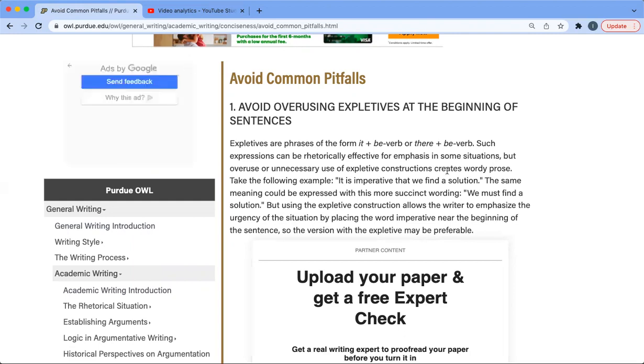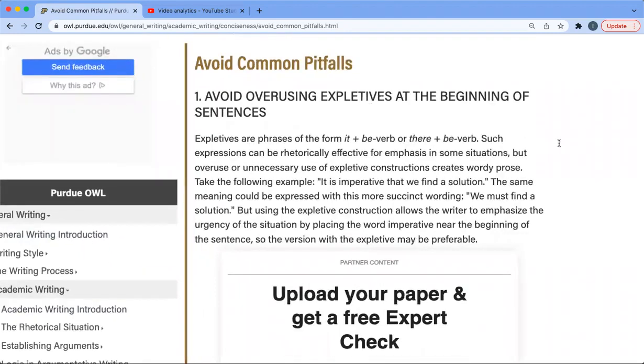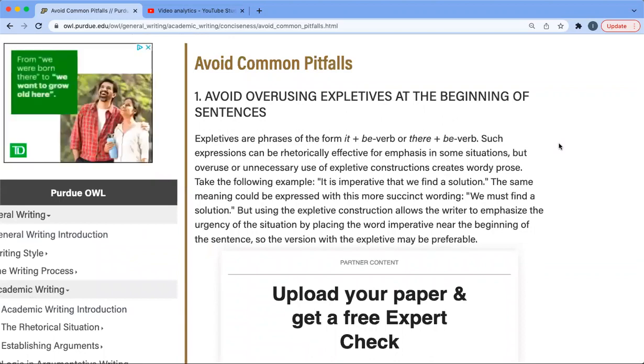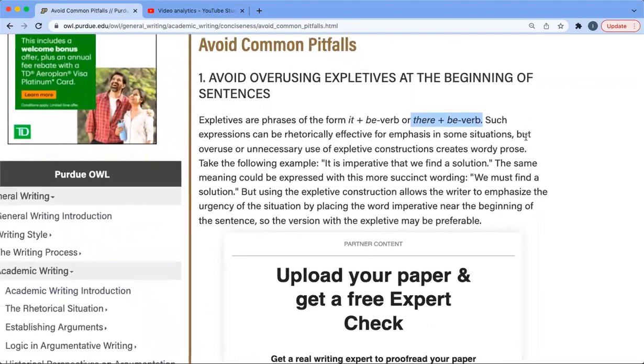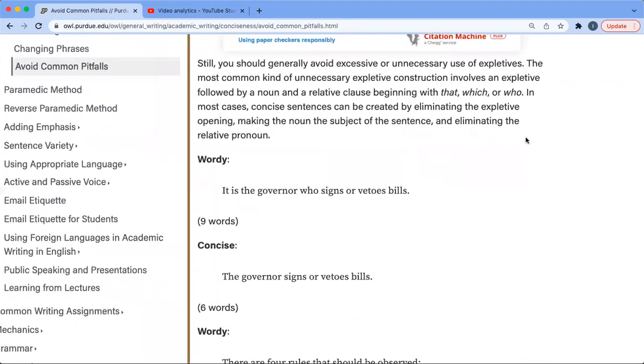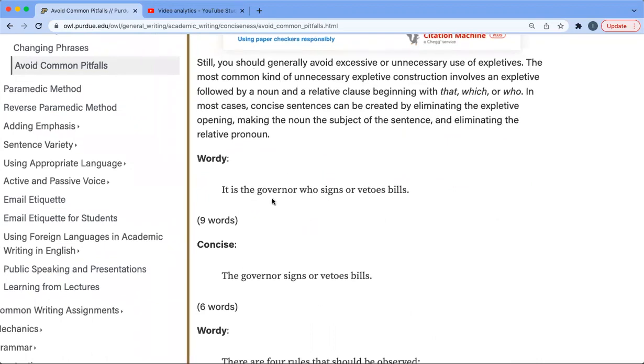In order to avoid pitfalls, there are some overused expletives at the beginning of a sentence that professionals and students at universities and colleges usually use. The phrases, for example, starting with it and continuing with verb be, or phrases like there plus verb be. These phrases are unnecessary. They're considered pitfalls. For example, we can eliminate them and we can make your sentences, of course, more concise as I defined.